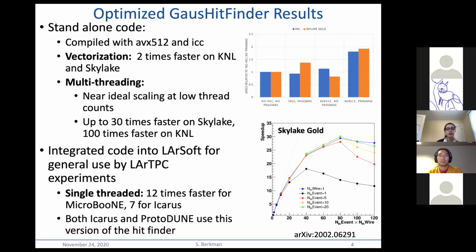So these are the results for the standalone code compiled with AVX512 and ICC. We find that with vectorization, we can get 2 times faster on both KNL and Skylake. So here at 1 is with no vectorization, and then over here is almost 2 times faster with vectorization. For multi-threading, we see near ideal scaling at low thread counts and up to 30 times faster on a Skylake. And for a KNL, this is 100 times faster. So this code has been integrated back into LArSoft for general use by LArTPC experiments. And single threaded within LArSoft, it's 12 times faster for the MicroBooNE experiment and 7 times faster for the ICARUS experiment. And both ICARUS and ProtoDUNE use this version of the hit finder.